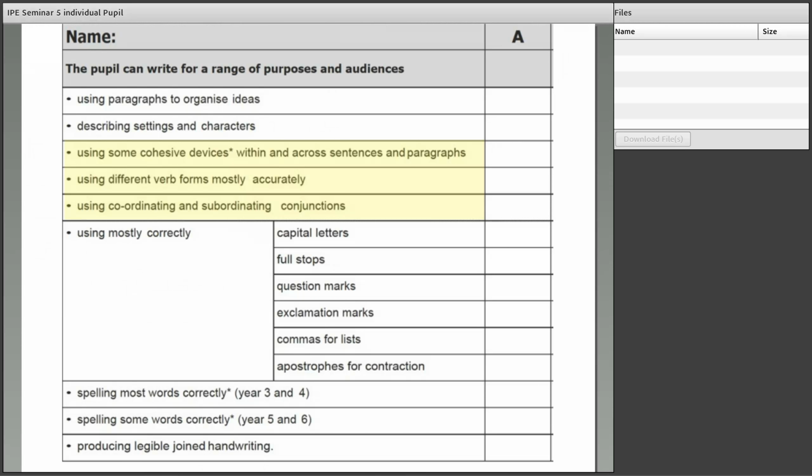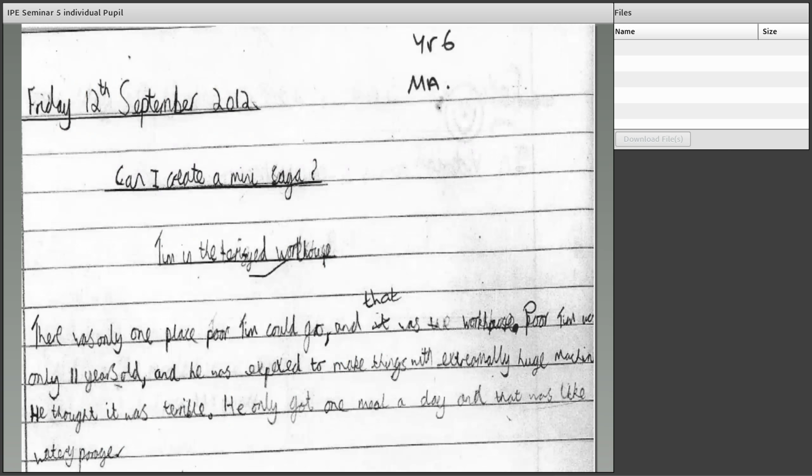So if we have a look at what you're going to be looking for in a piece of writing, we're looking for paragraphs to organise ideas, describing settings and characters, possibly if it's appropriate, some cohesive devices within and across sentences and paragraphs, and using different verb forms mostly accurately, and using coordinating and subordinating conjunctions. So if we go back to that piece of writing, you can see that the range of conjunctions being used is quite limited, and the sentences are remaining single clause sentences.